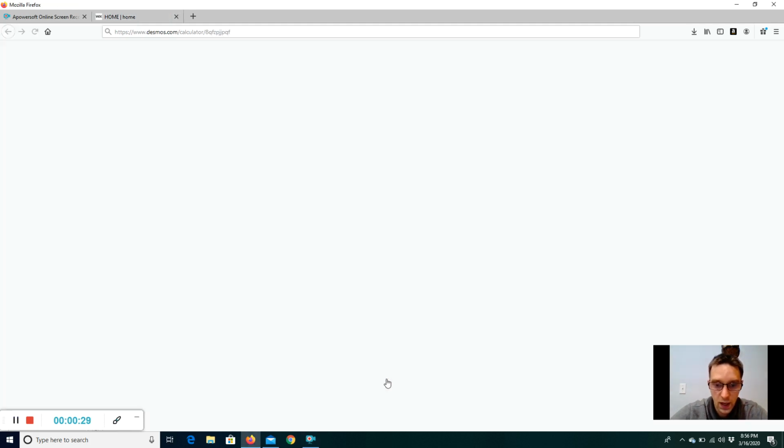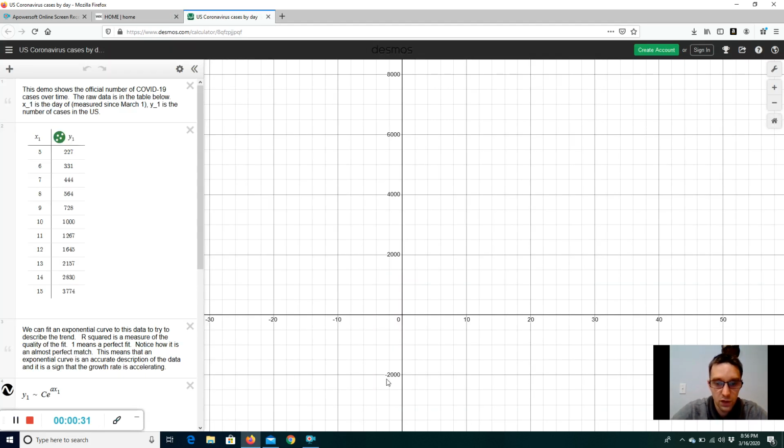The first link is just to look at the data itself with a very simple model that's fit to it. So if you open up that link, it takes you to a website called Desmos. We've got a nice table here on the left which shows the day of March and the number of cases. So it looks like on March 5th there were 227 cases of coronavirus, and by March 15th that had risen to 3,774. And the graph here on the right with the green dots actually shows the raw data. And then the black represents our best fit model to describe the trend that we're seeing.